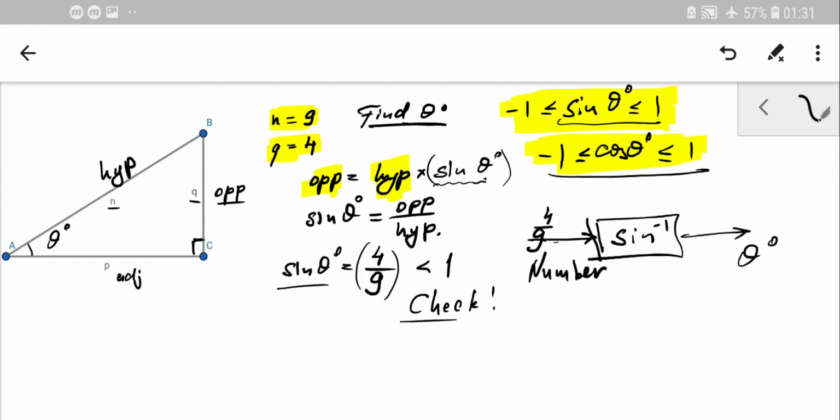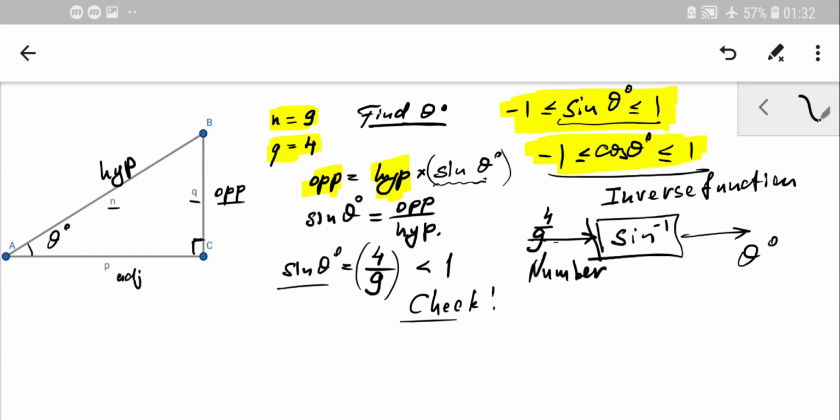So how to get the argument inside? Just remember about inverse functions. So that's all about inverse functions. Okay, so how to work it out? You just take a calculator. If your calculator is Android based, you simply go to the second set of buttons, because they are reciprocal, inverse functions.